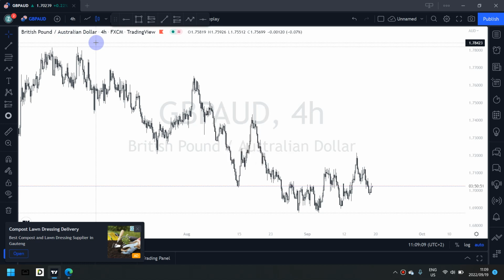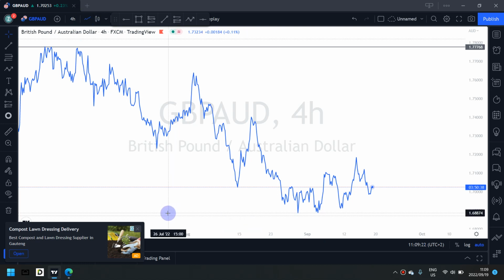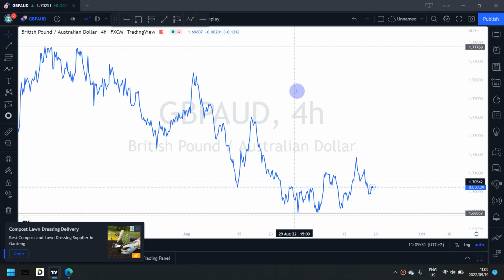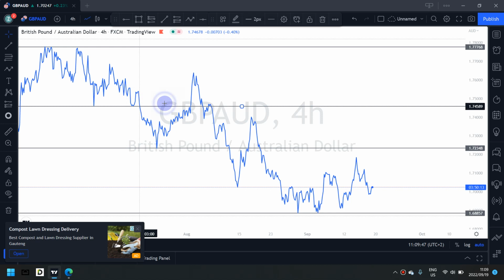I'm currently on the 4-hour time frame, and as usual, I switch to a line graph to identify my key levels, my highest high being there and my lowest low being here. Now that I have my highest highs and lows, this is the playground of the market, right? Catering for my previous key levels would be these two key levels that I'm seeing.